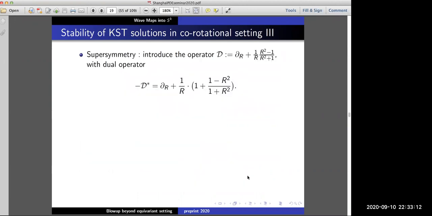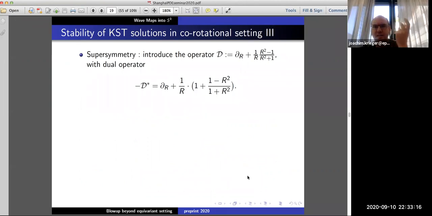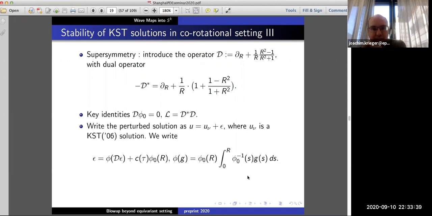So, all right. Now, supersymmetry, as I mentioned, has this remarkable product structure. How does this come about? Here one introduces this operator script D, and it has its adjoint D star. The remarkable thing is that D kills the resonance. And moreover, the Hamiltonian, the operator L from before, factorizes as D star times D.